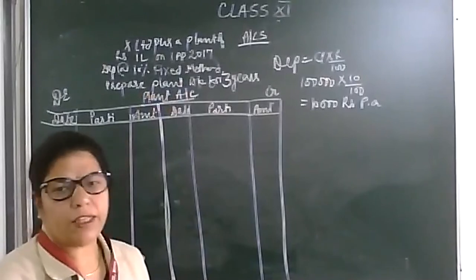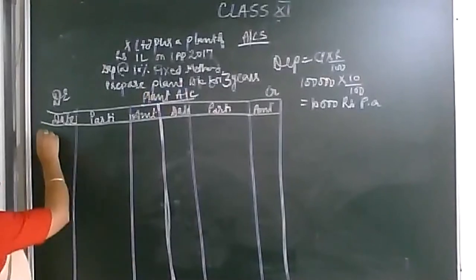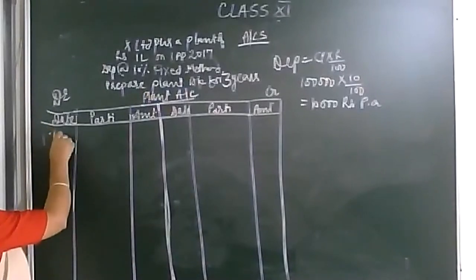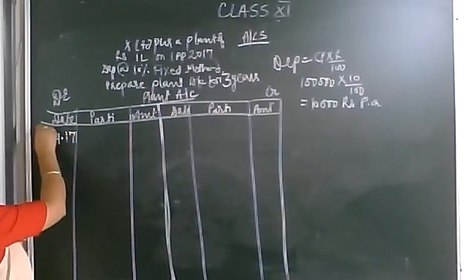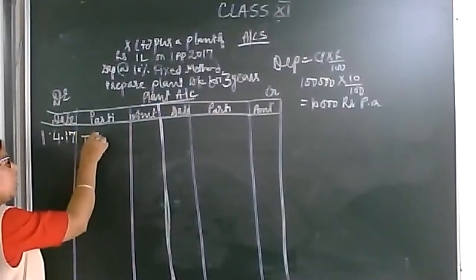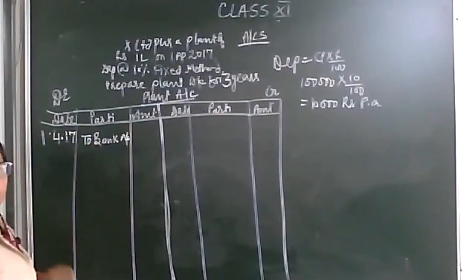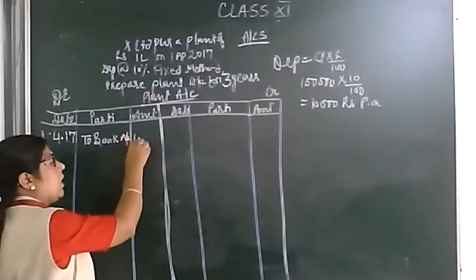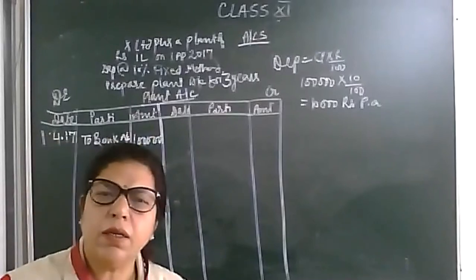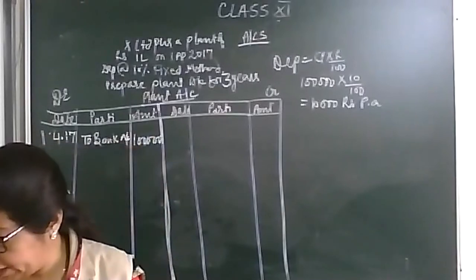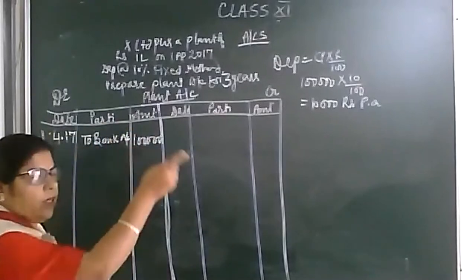Now debit side. We are going to start from the debit side. 1st April 2017, to bank account, 1 lakh. How much amount is spent for that? 1 lakh rupees. Now the year ends.